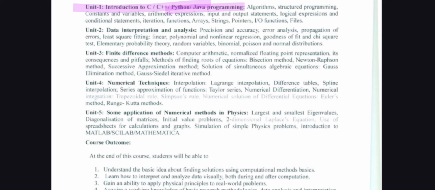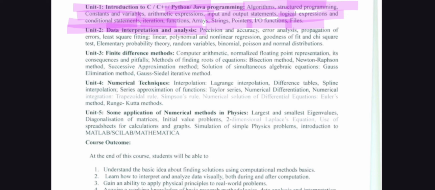So you see this: algorithm, structured programming, constants and variables, arithmetic expression, input and output statements, logical expression and conditional statements, iterations, functions, arrays, strings, pointers, I/O functions, files.